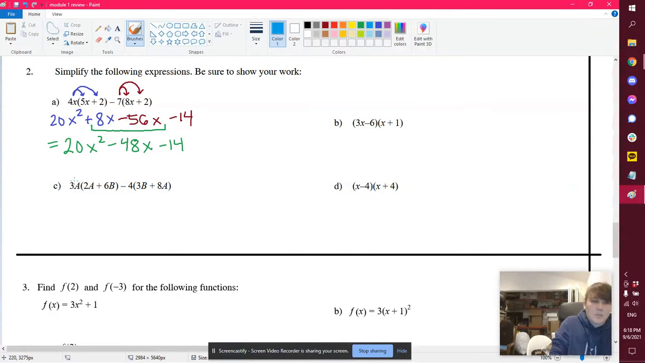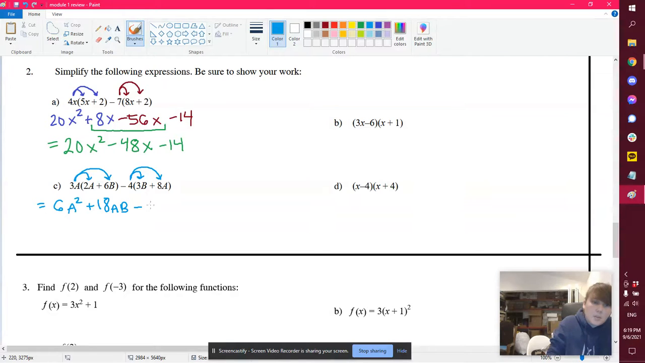Okay, so for this one, 3a times 2a plus 3a times 6b minus 4 times 3b minus 4 times 8a. I'm just drawing the arrows so we know what we're about to do. All right, 3a times 2a, we do 3 times 2 is 6. A times a is a squared. Nice. 3a times 6b is plus 18, because 3 times 6 is 18. And then the a times b, we just write it as a times b. So 18ab.